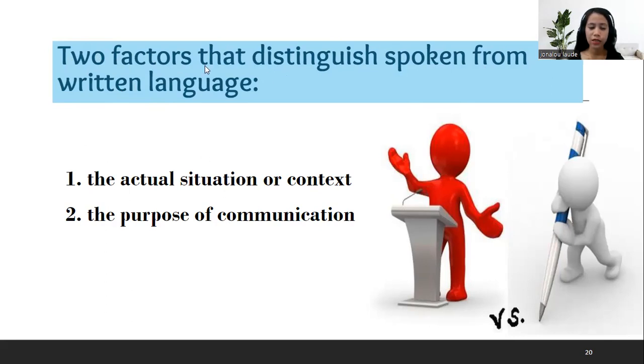Well, actually, there are 2 factors that distinguish spoken and written language. First, we have the actual situation or context. And second is the purpose of communication. So context refers to the situation or the setting in which the communication occurs, where the communication takes place. While the purpose is, what is the purpose of the communication? So these are the 2 factors that we can use to differentiate spoken or written language.